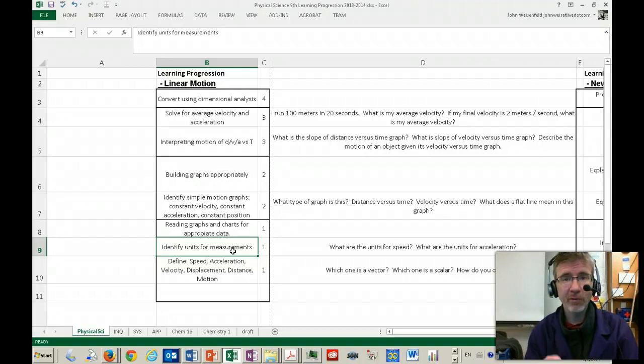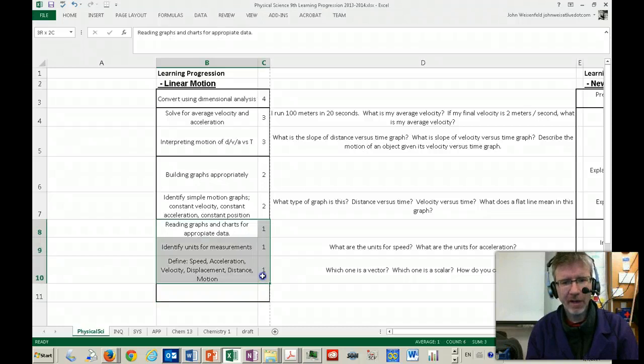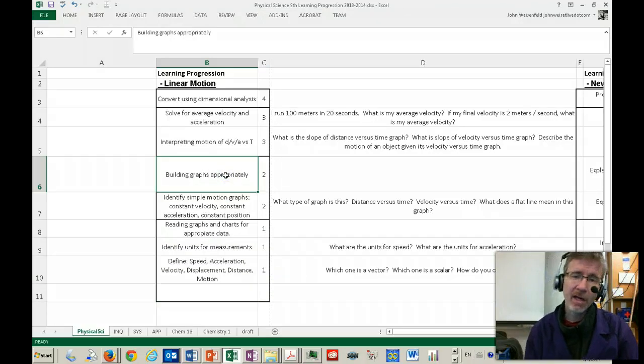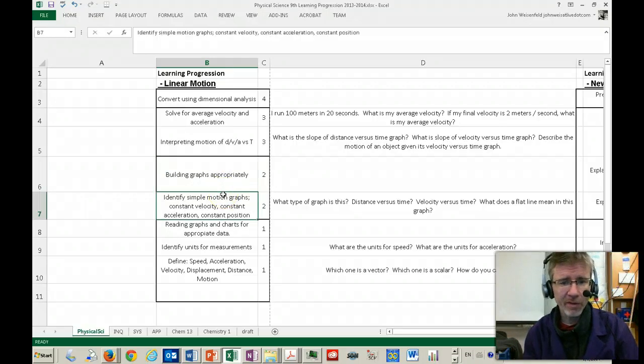Then, can you read a chart or a graph with that data in it? Can you make sense of that? So that's level 1, those 3 tasks. If you can accomplish those successfully, you get a 1.0 on the standard. Building graphs appropriately for level 2, and then identifying simple motion in graphs.